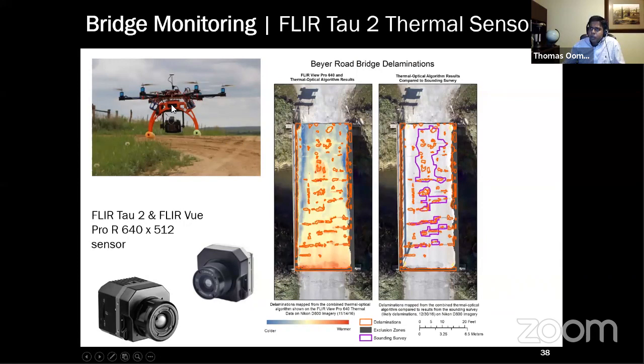And again, from a drone platform, we identified these areas that have a different thermal signature. And what we found was that the delaminations show a warmer temperature because of that air void. The transfer of heat through the material is different compared to other areas where there is continuous concrete. So where there is continuous concrete, the dissipation of heat occurs much more smoothly, whereas when there is that air void, the dissipation of heat is different, and you can see that there are warmer spots identified.